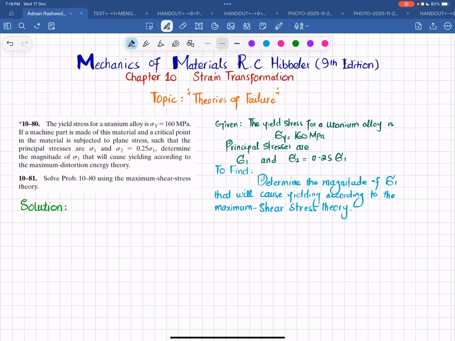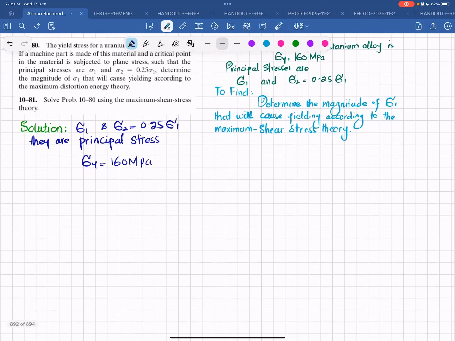As we know, we have been given sigma 1 and sigma 2 is 0.25 times sigma 1. They are principal stresses, which are used to apply the failure theory. How will we apply that? We have also been given that sigma yield is 160 megapascal. So you can see you have both principal stresses, sigma 1 and sigma 2.